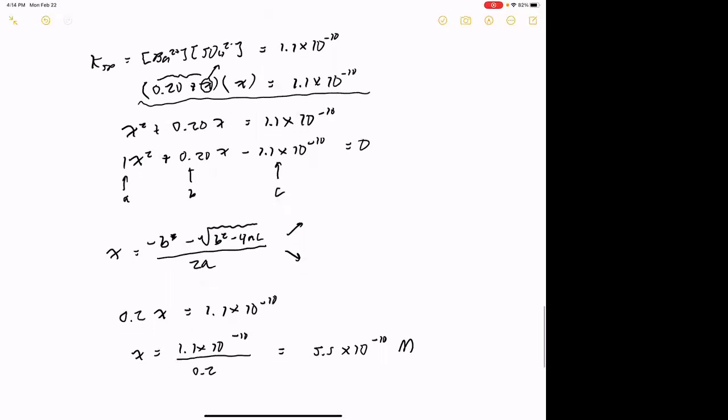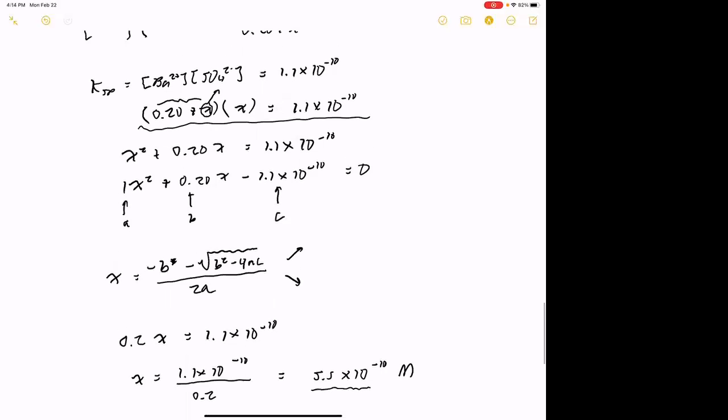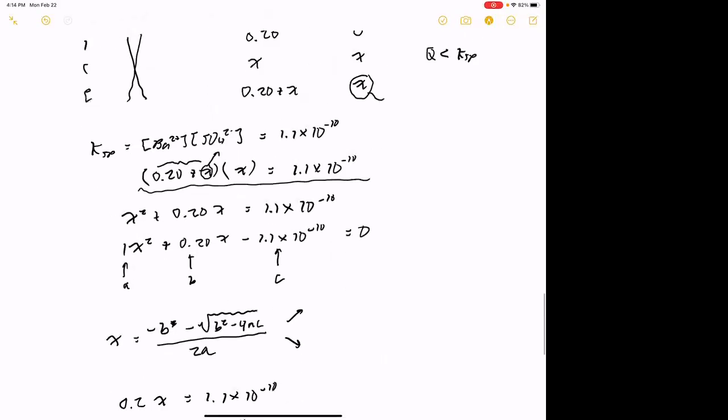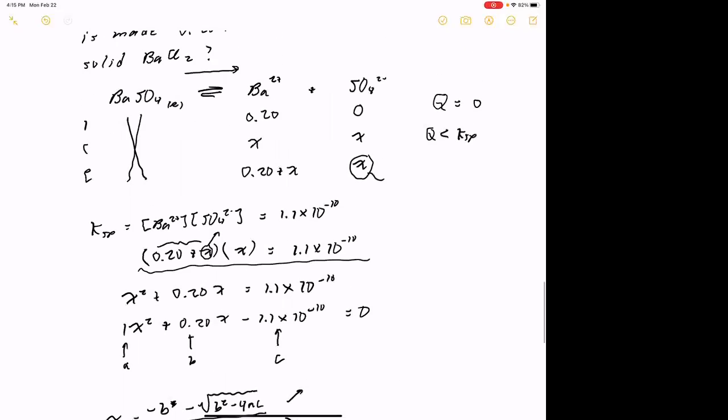So now here's the thing I want to look at. Notice my value of X. What does that X represent? It represents the sulfate ion concentration at equilibrium. So that's equal to 5.5 times 10 to the minus 10th molar.